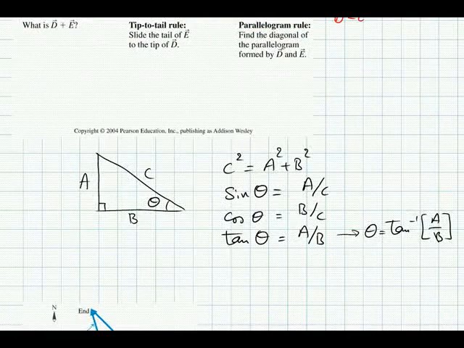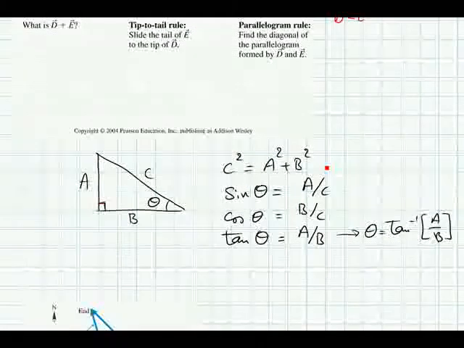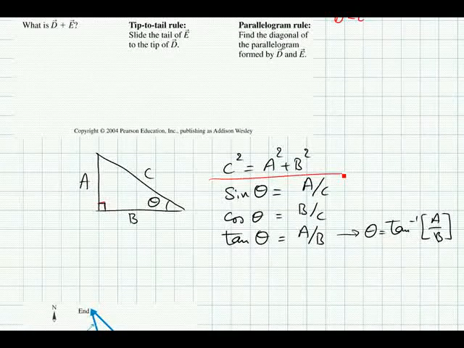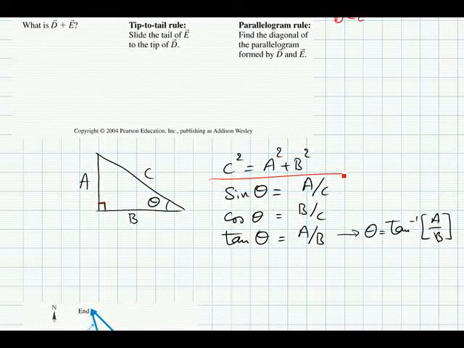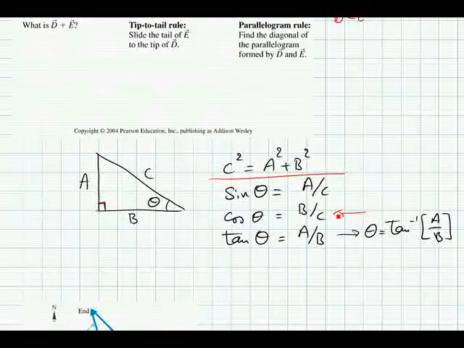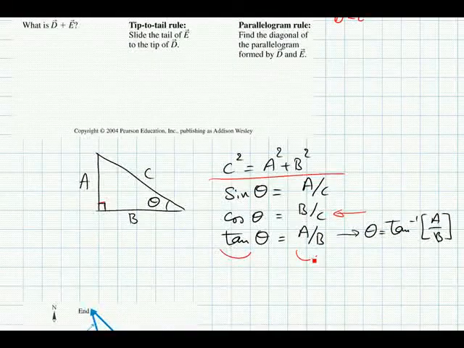Let me also make a quick mention of the Pythagorean theorem. If you have a right angle triangle with sides A, B, C, where C is the hypotenuse, then C squared is equal to A squared plus B squared, as shown here. And for the angle theta, sine theta is opposite over hypotenuse. Cosine theta is adjacent over hypotenuse, or B over C. And tan theta is opposite over adjacent, A over B.